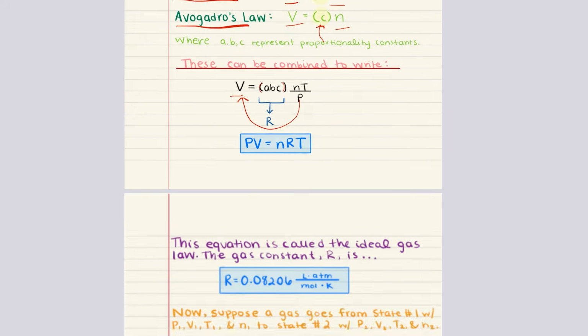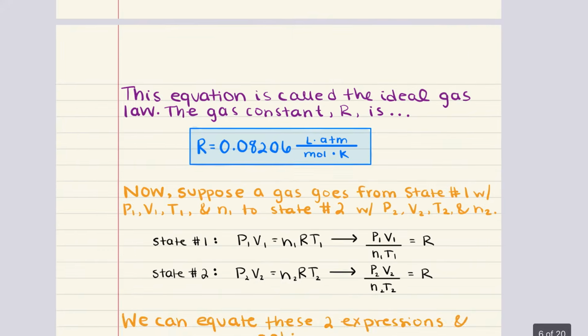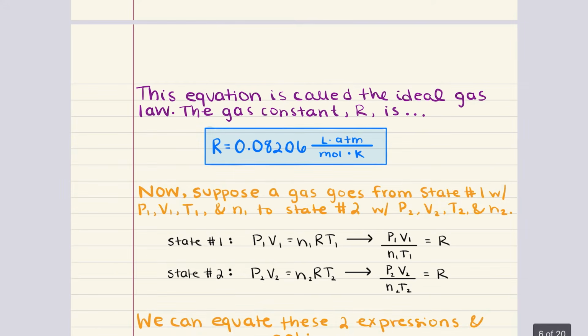Now, R has the following units. It is equal to 0.08206 liters times atmosphere over moles times Kelvin. Now, there is another version of R with different units that you should be familiar with for the MCAT. R can also be equal to 8.314 joules per Kelvin times mole. So you should know both of these values for R.